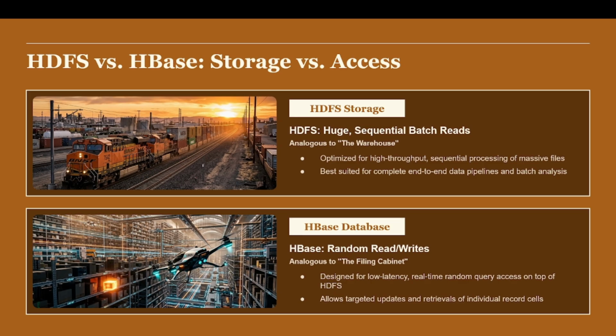To fix this, engineers built HBase. And HBase is a NoSQL database that physically sits right on top of HDFS. While HDFS is the raw storage warehouse, HBase acts as the index, allowing you to basically do rapid random reads and writes. You use HDFS when you want to scan everything, and you use HBase when you need to find that one specific thing right then and there.